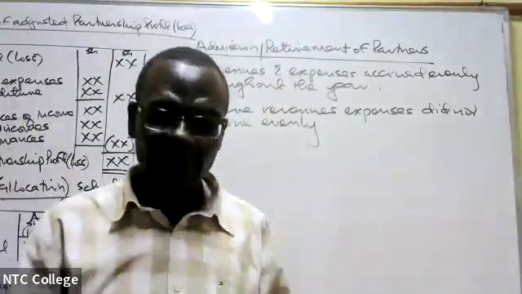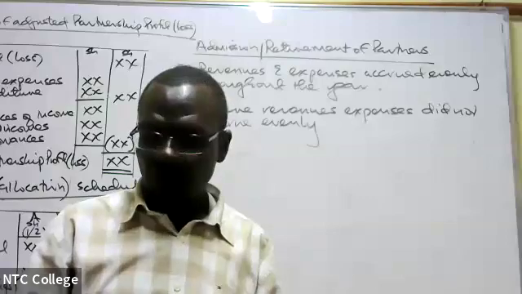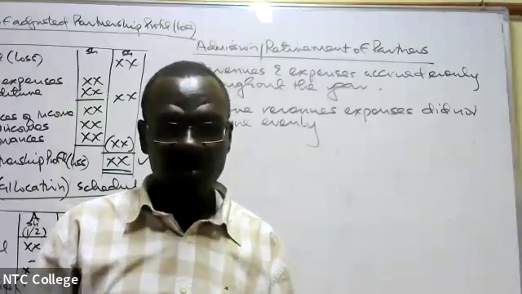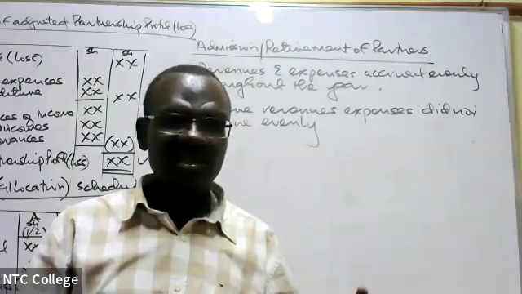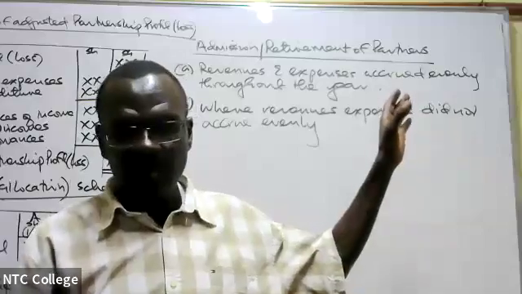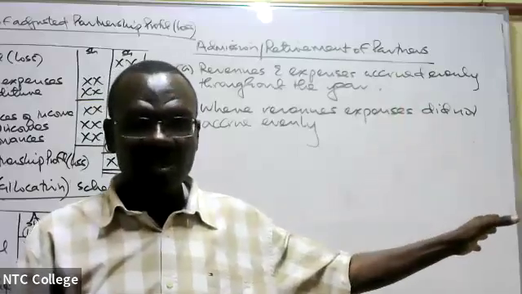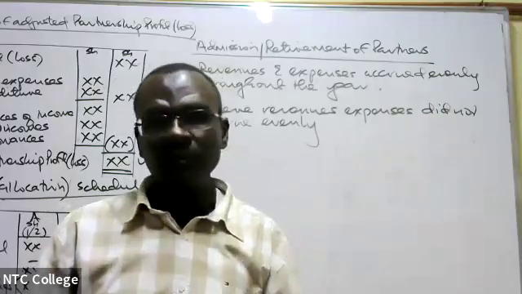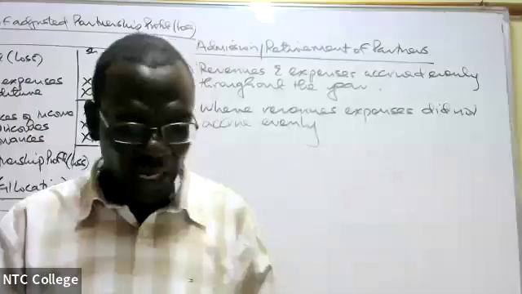In the first scenario, you only do apportionment in the distribution schedule. In the second scenario, you do an apportionment in the profit and loss account and also in the distribution. So let's write something about that and we are done.